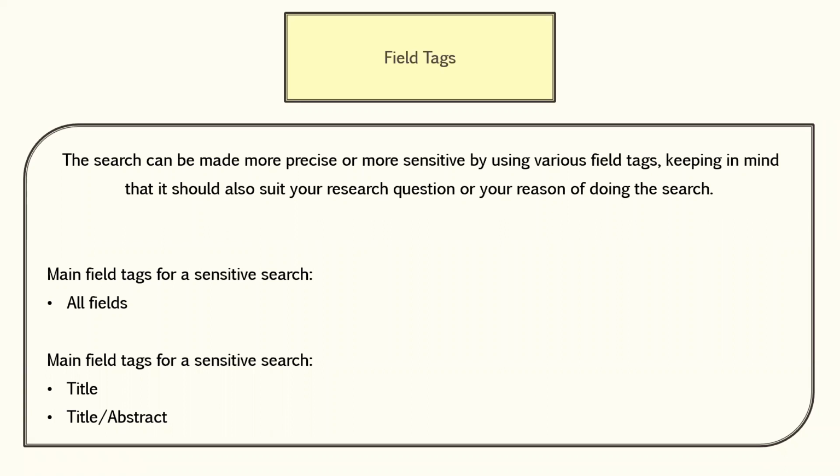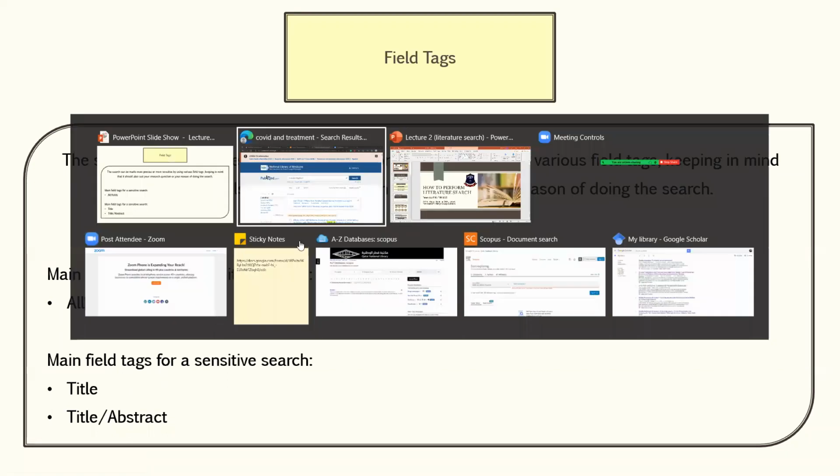Either you want it to search these words from the author names, from the title itself, from the abstract, from the title and/or abstract, from the keywords, or from anywhere in the article. So if you want to make it a sensitive search, you will choose all fields. If you want to make it, sorry, this is precise. If you want to make it precise, you will use title or abstract. So let's take an example.